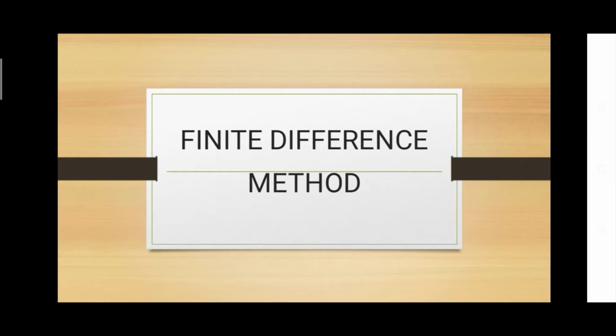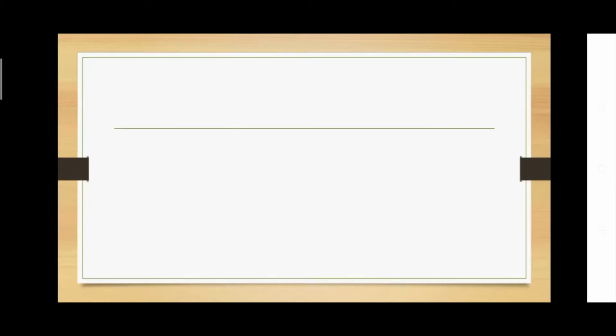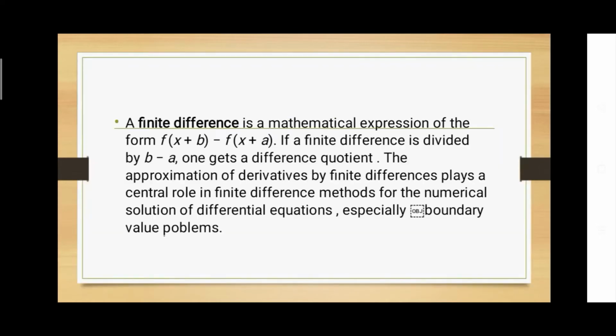So the next topic is the finite difference method. Let us first know the definition or meaning of it. A finite difference is a mathematical expression of the form f(x + b) - f(x + a). If a finite difference is divided by b - a, one gets a difference quotient.